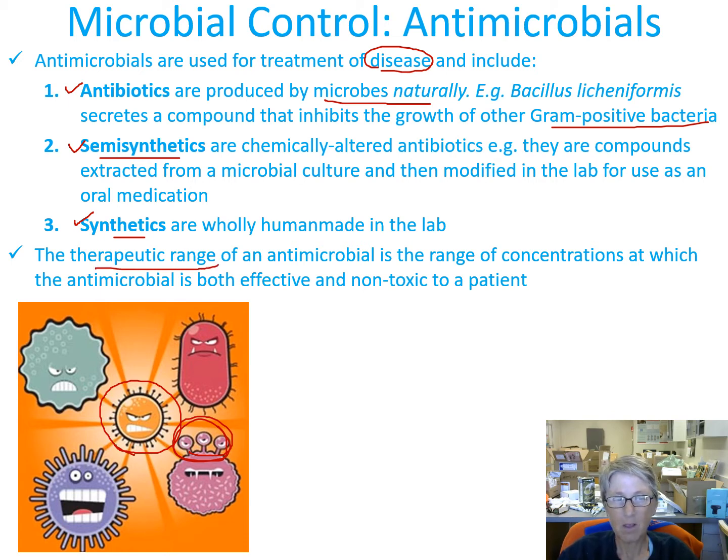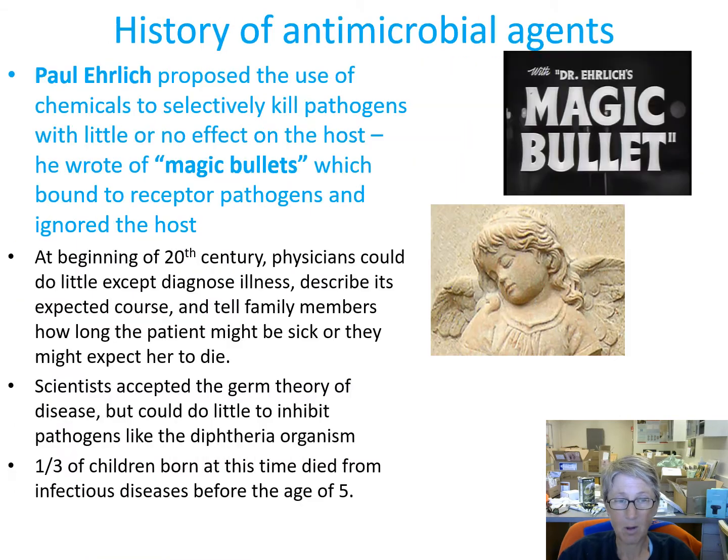Antimicrobials have this thing called a therapeutic range, and that's the range of concentrations at which the antimicrobial is both effective and non-toxic to the patient. You could have an antimicrobial drug at a really high concentration, and it's going to be effective, it's going to kill the microbes, but it's also going to be toxic to you. So you want to find that therapeutic range of the drug where it doesn't hurt the patient, but it does kill the microbes.